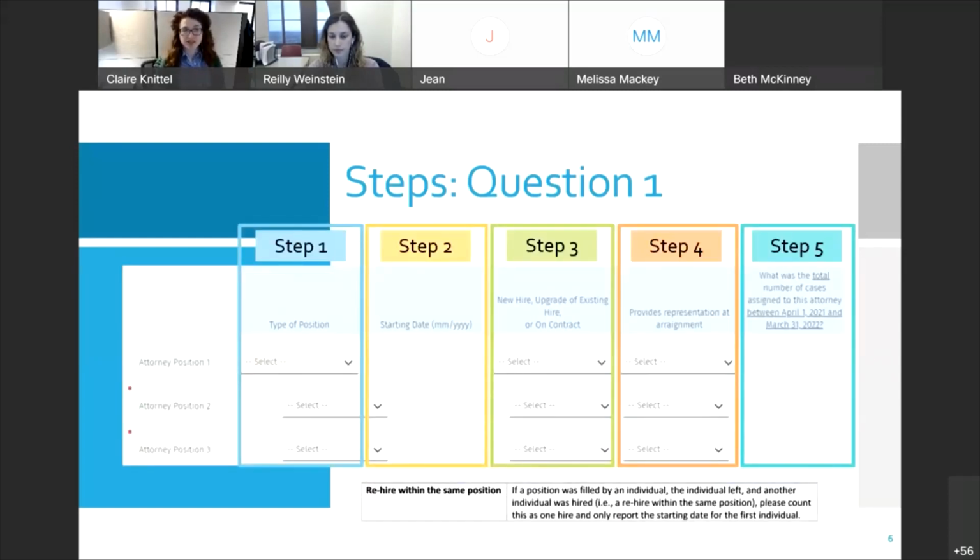So you'll see that each of these steps coincides with each of these columns here. Each column is asking for a different piece of information. And so if you feel like you're repeating something, go back and review your instructions to make sure that you clearly understand the piece of information that particular column is asking for. And here is the definition of a rehire within the same position, but I know that Luchelli is going to go over that in more detail, so I will simply leave it up there for now.